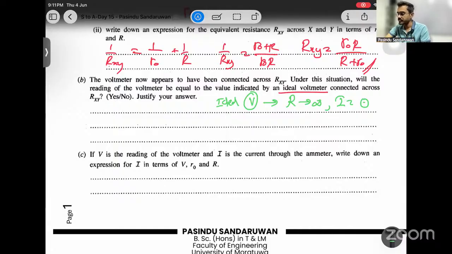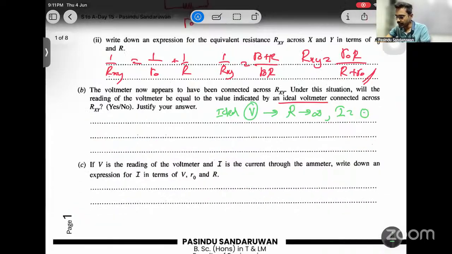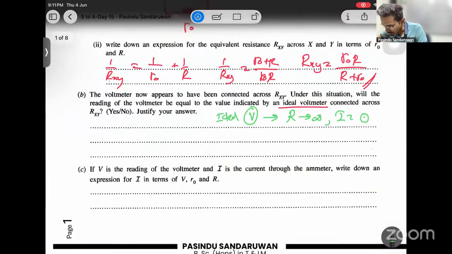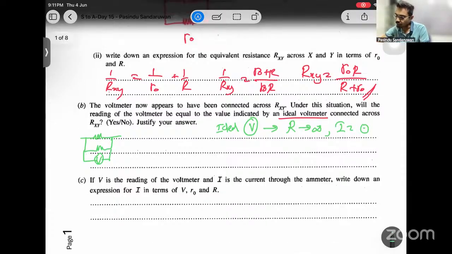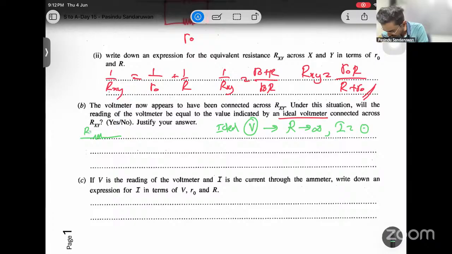Right, now back to the question. Now resistors are connected here like this, and the voltmeter should be here like this. The voltmeter now appears to have been connected across RXY. If this is RXY, the voltmeter appears to be connected across RXY, something like this.